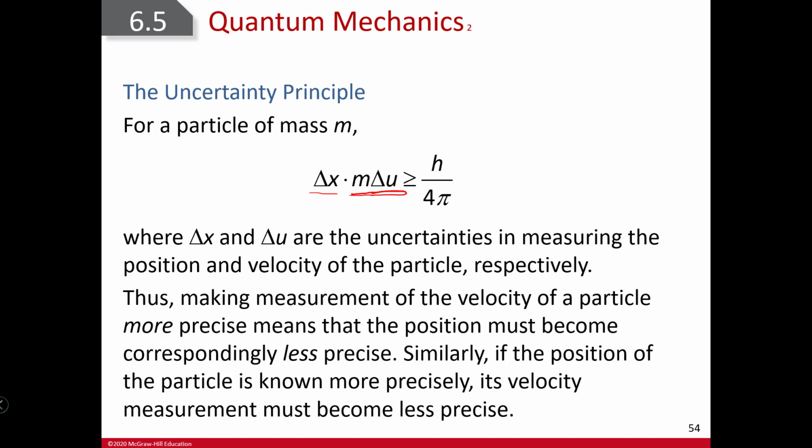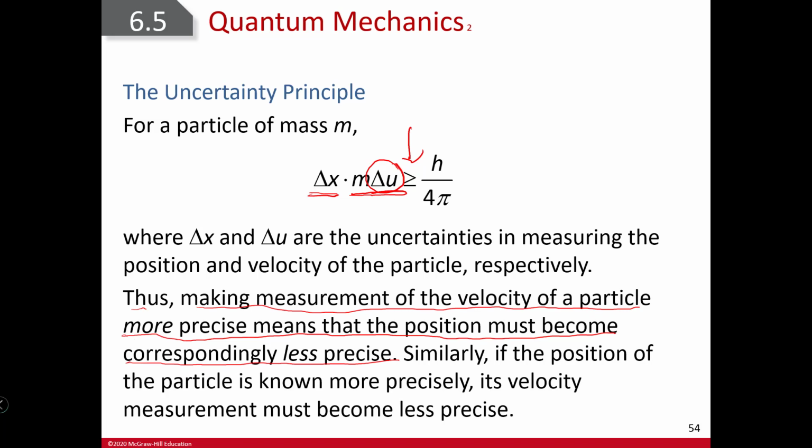Now here's where it really comes in. Making a measurement of the velocity of the particle more precise means the position must become correspondingly less precise. So if you make this more precise, this has to be less precise because the product of those things has to be greater than or equal to h over 4 pi. Or if you know the position, then the velocity has to have greater variation.